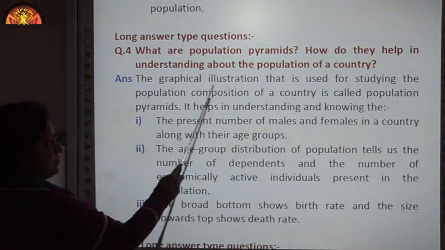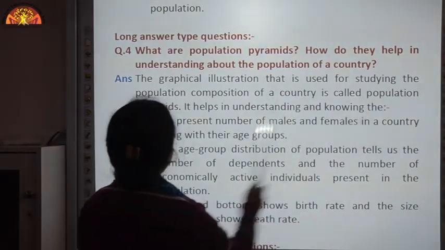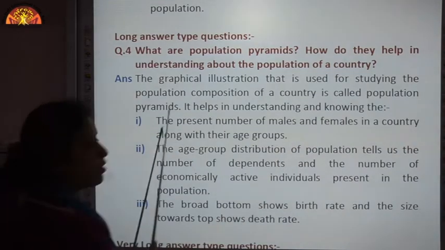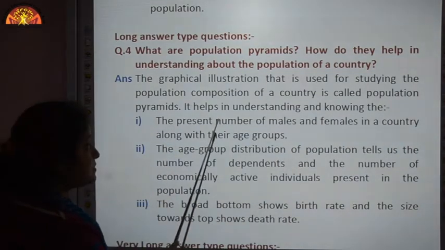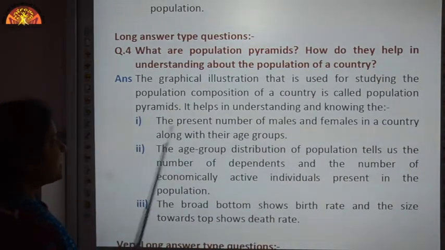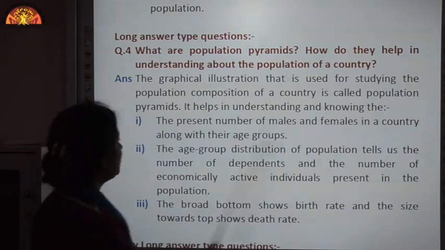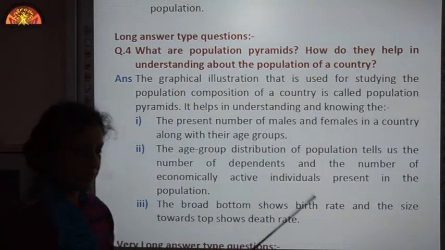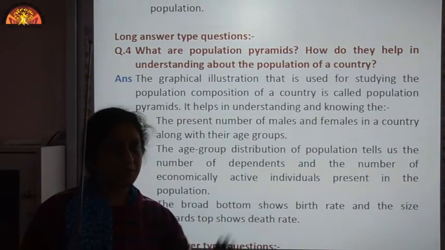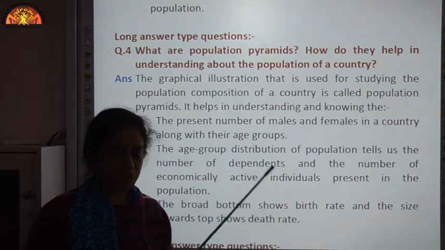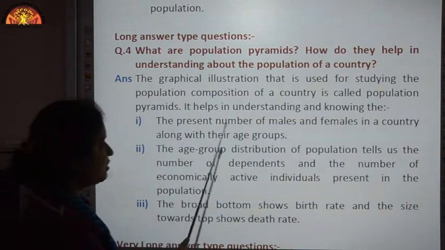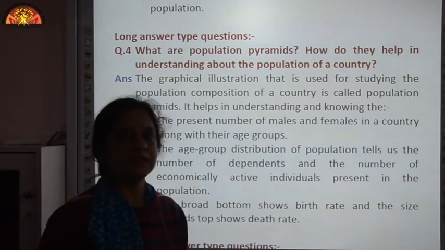The graphical illustration that is used for studying the population composition of a country is called population pyramids. It helps in understanding and knowing the, कैसे? Number 1, the present number of males and females in a country along with their age group. बेटा एक बार बना हुआ, एक ग्राफ बना हुआ होता है जिसके एक साइड में हमको एज और एक साइड में मेल और फीमेल एक्स और वाई एक्सिस पे शो करके उससे हमें पता चलता है उस पॉपुलेशन पिरामिड से कि नंबर ऑफ मेल्स एंड फीमेल्स इन पर्टिकुलर कंट्री कितना है.